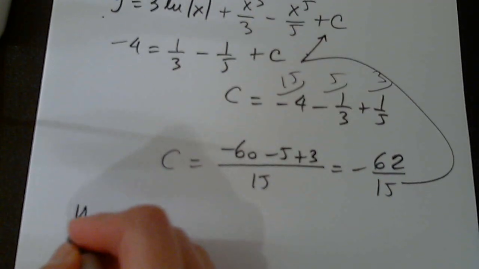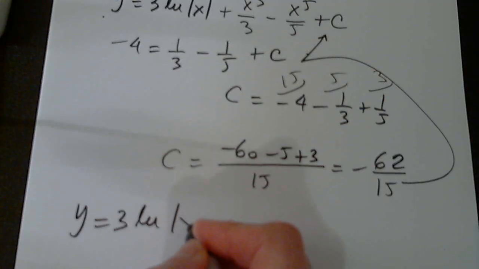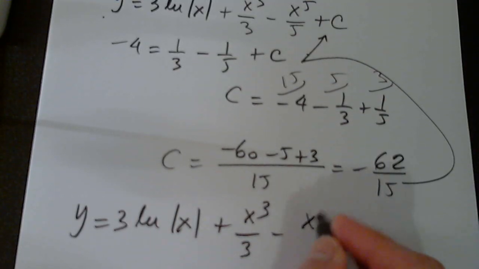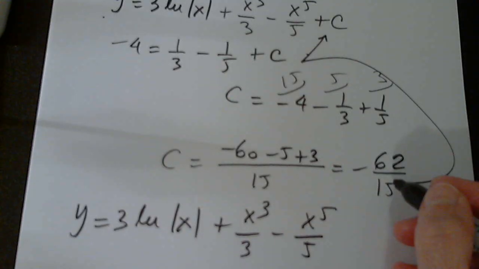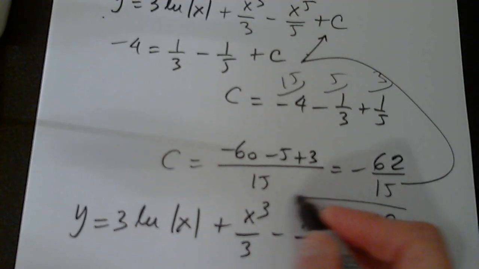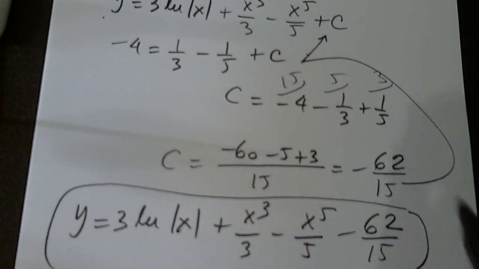So then y equals 3 natural log of the absolute value of x plus x to the third over 3 minus x to the fifth over 5 minus 62 over 15. And this is it. Any questions?